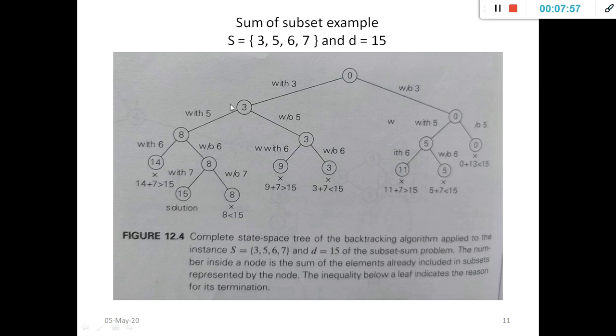Then from this state space tree it's clear that the desired solution, or the subset, includes only the elements 3, 5 and 7, and you have to cross verify it: 3 plus 5 is 8, and 8 plus 7 is 15. That is the desired solution.